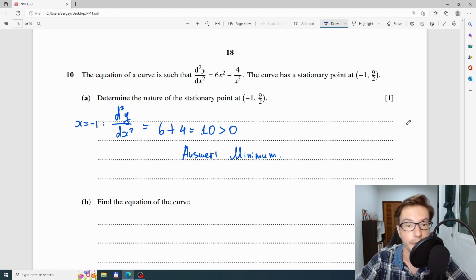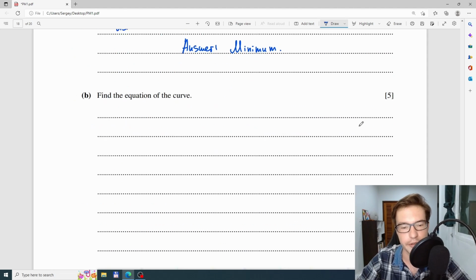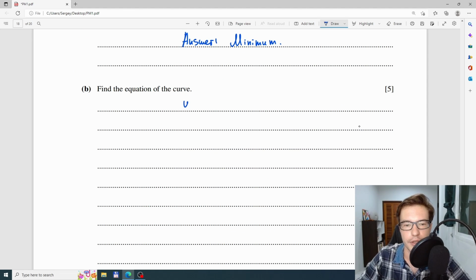Right, part B. We have to find the equation of the curve. So basically we're looking for the equation of the function given the second derivative. Now, if we integrate our derivative, we get the original function. If we integrate the second derivative, we get the derivative. So that means we'll have to integrate the second derivative twice. Let's do that. To start with, I will copy the second derivative, which is 6x squared minus 4x to the power of minus 3.